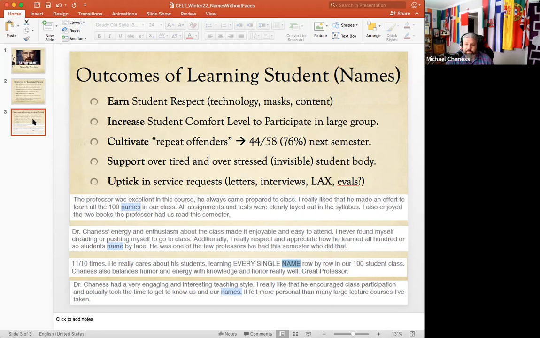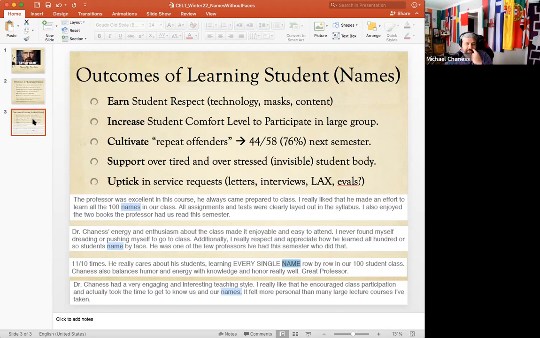Next, increase the comfort level of participating in the large group. Students are gun shy to participate in small groups. They're real gun shy to participate in large groups sometimes, and I have to attack that on day one. The class is not based on participation. I don't try to have a discussion with 100 people, but I need students to ask questions. I need students to make comments, not only because some folks learn better that way, but because I don't know what's going on in their head and I don't know their frame of references, right? So I need them to be interactive in class.